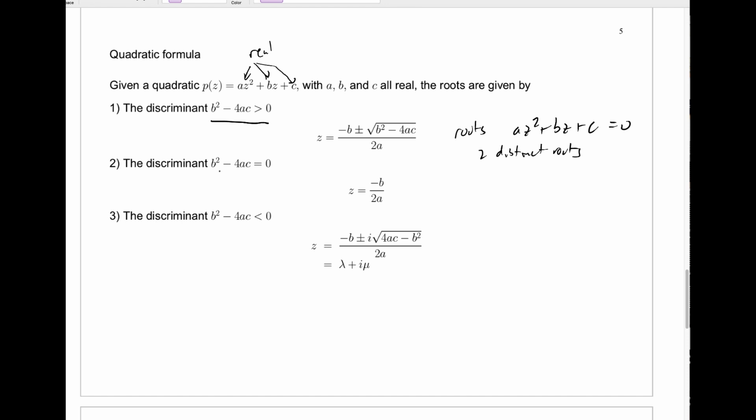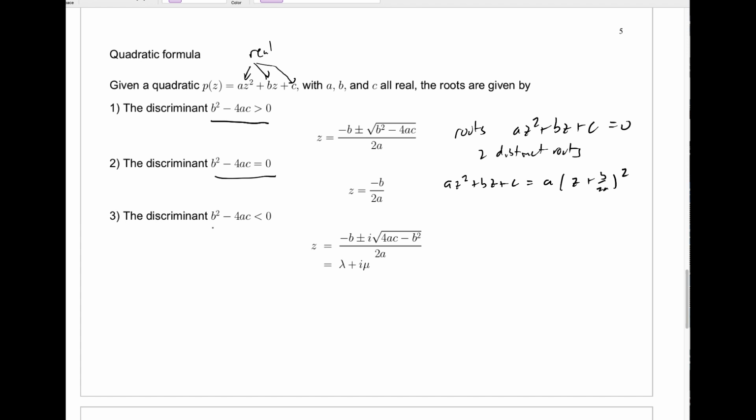In the case when the discriminant is 0, this term here is 0, you all know that then there'll be a single root, and that tells you that your original polynomial, az squared plus bz plus c, is in fact exactly a times z plus b over 2a, squared. So you have a single root to the equation az squared plus bz plus c equals 0. That comes from this factorization. And that root is what we call a root of multiplicity 2.